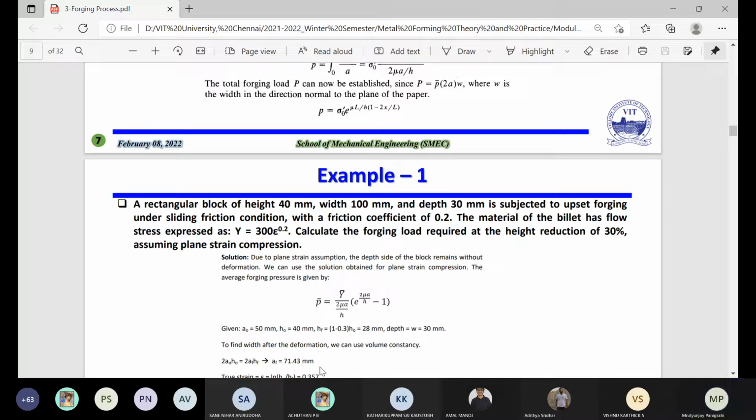Okay. So now in the equation, just you can check, because you have to find out the average forging pressure first. So now mu you have, A you have, H you have. Only you have to find out Y bar. That means the average flow stress. So you have flow stress now. Y equal to 300 epsilon, you got already 0.357, to the power 0.2. So average flow stress, can you get?